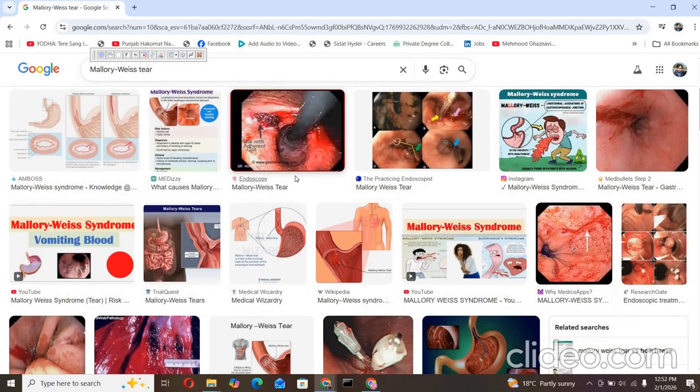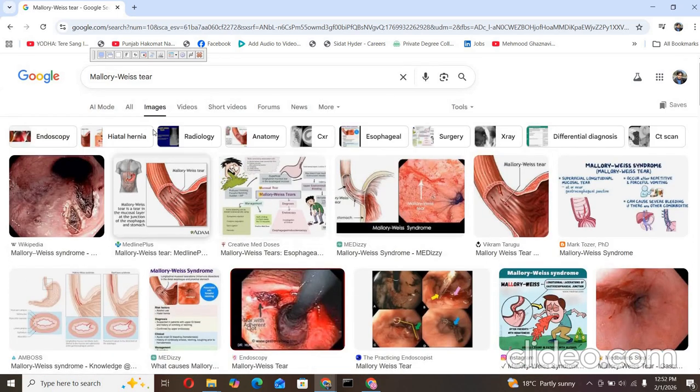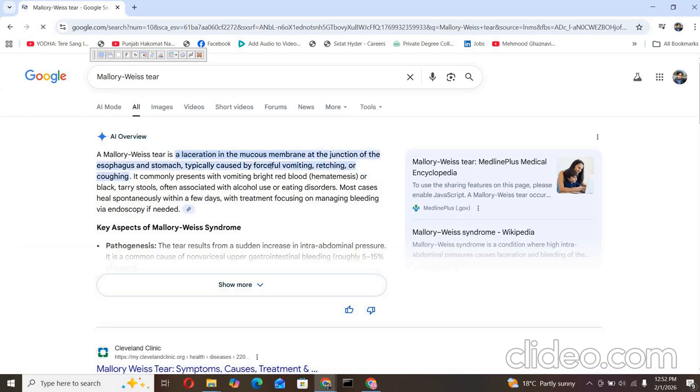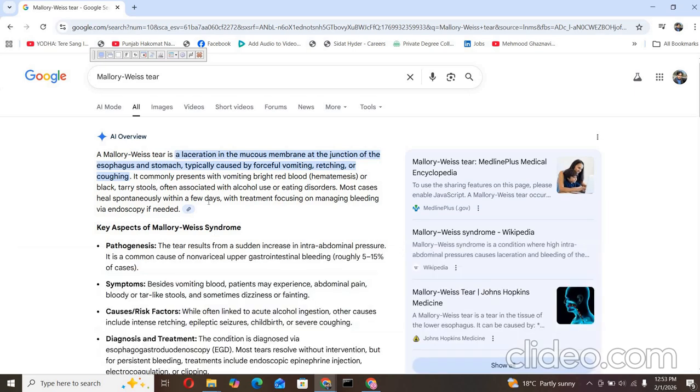Pathogenesis. The tear results from a sudden increase in intra-abdominal pressure. It is a common cause of non-variceal upper gastrointestinal bleeding. Symptoms: besides vomiting, the patient may experience abdominal pain, blood or tar-like stool, and sometimes dizziness or fainting. Risk factors include intense retching. Diagnosis and treatment are through endoscopy if needed.